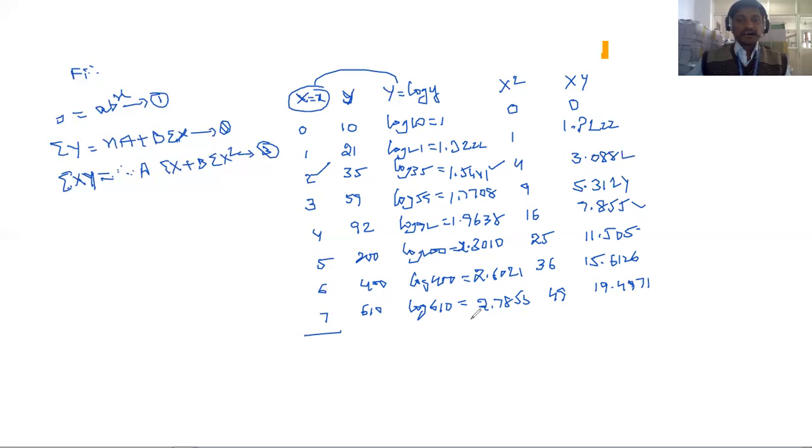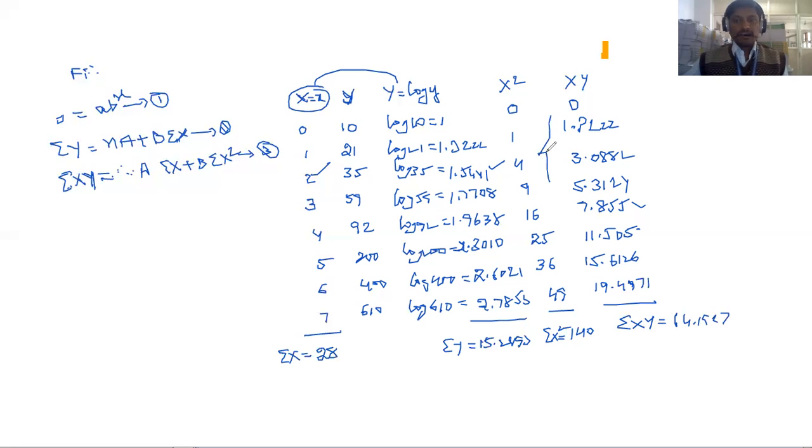And now we require summation capital X, summation capital Y, summation X square, and summation XY. Summation capital X is 28, summation capital Y is 15.2893, summation X square is 140, and summation XY is 64.1927. We get these summations just by adding all these values, and in the same way for summation X square you add all these values.